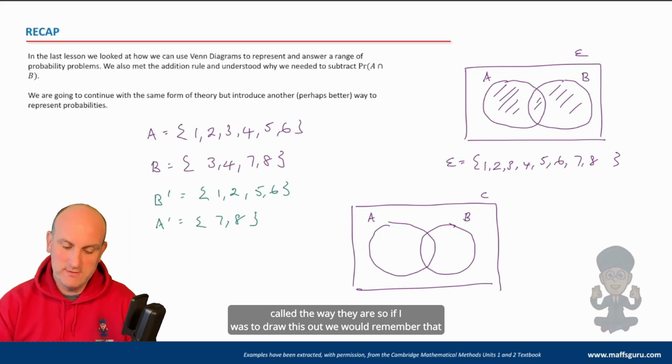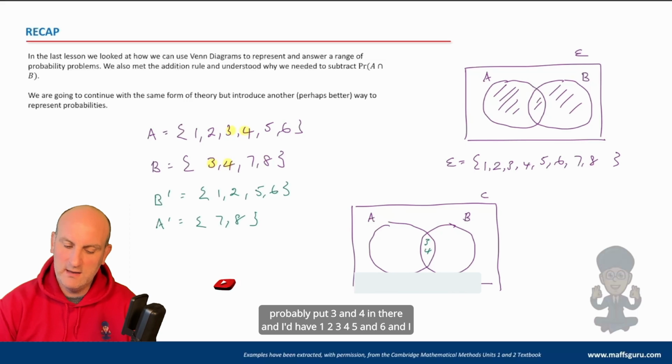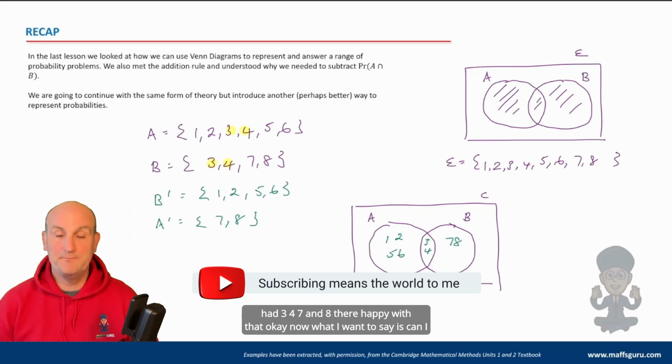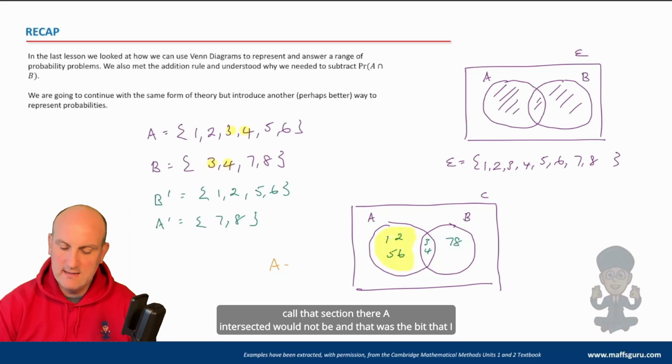So if I was to draw this out, we would remember that we're looking for an overlap, because the intersection would be 3 and 4. So I'd probably put 3 and 4 in there, and I'd have 1, 2, 5, and 6 and 7, 8 on the outside. Happy with that? Okay. Now, can I find a different way of expressing the numbers 1, 2, 5, and 6? You can actually call that section there A intersected with not B.